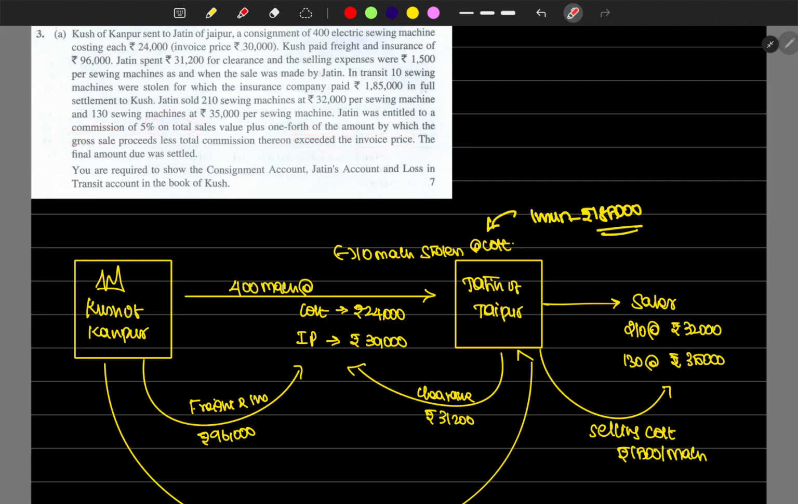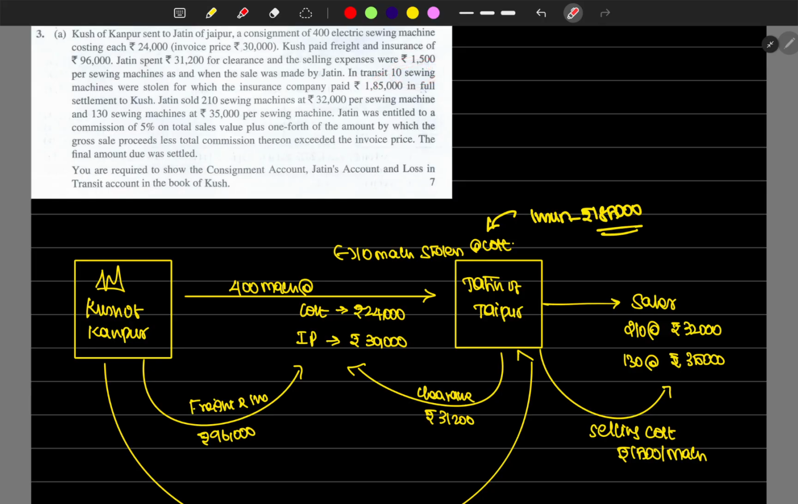This line is a little bit comprehensive and contains more information, so we'll slowly explain what they have told in that sentence while solving the problem. The final due amount was settled. You are required to show the consignment account, Jatin's account and the loss in transit account. Loss in transit account is the 10 sewing machine loss, right?